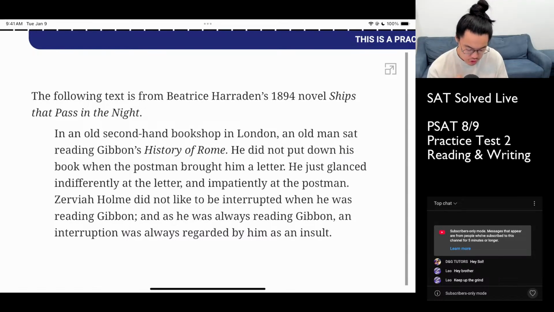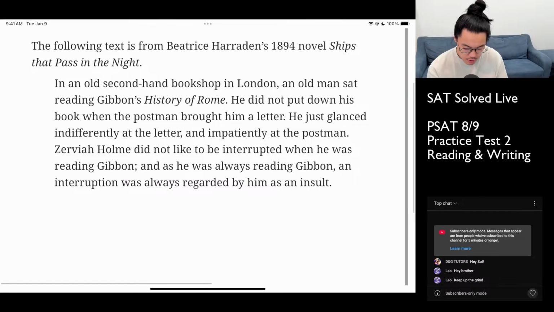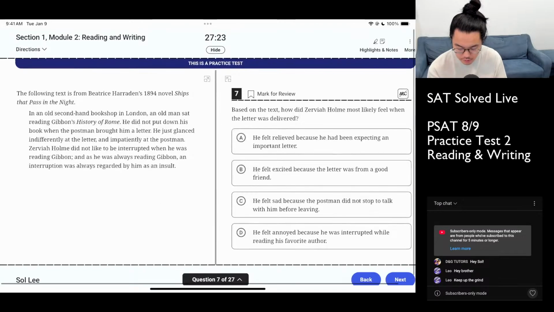1894 novel, Ships That Pass. History of Rome in London. He did not put down his book. He glanced indifferently at the letter, impatiently at the postman. He did not like to be interrupted. And as he was always reading Gibbon, an interruption was always an insult. Okay, so we're characterizing a particularly persnickety, cantankerous man.